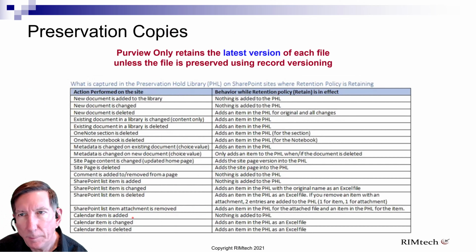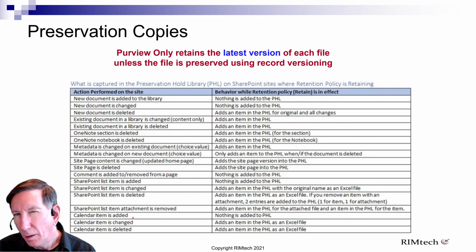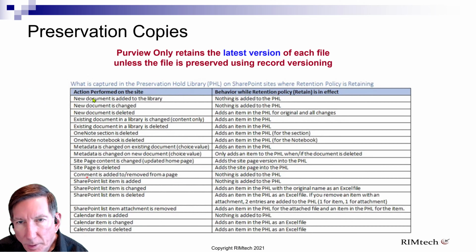Never forget to do that. So this is a table that Microsoft supplies to say what has to happen in order to trigger the creation of a preservation hold copy. The first bunch are straightforward, but it gets increasingly sophisticated as you go down the list.